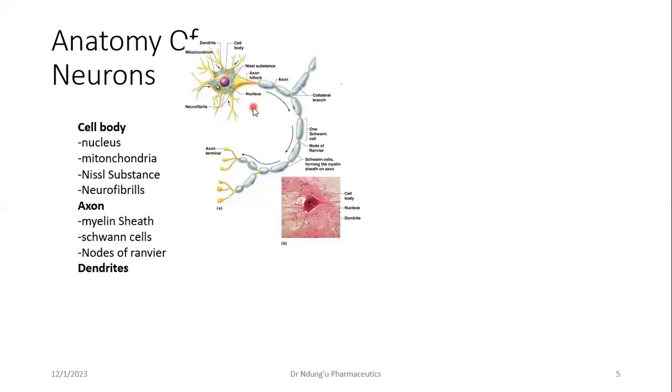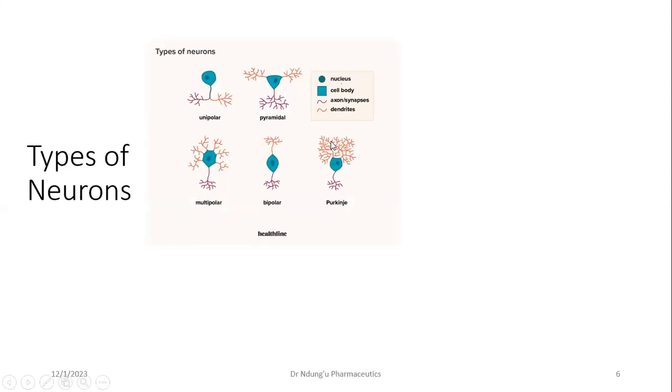Then the axon goes from here to this place. So we have the myelin sheath, the Schwann cells, and the nodes of Ranvier. The nodes of Ranvier are the spaces between the two Schwann cells. So the nodes of Ranvier are found between the Schwann cells.